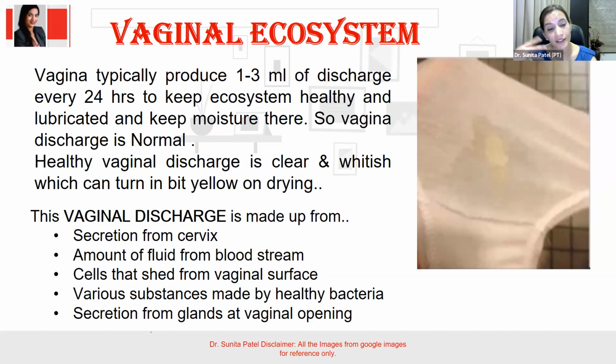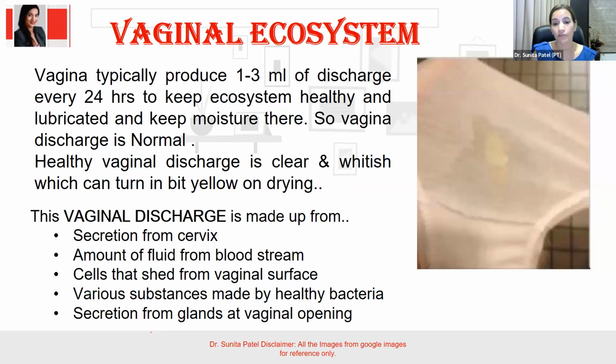Vaginal cells are such that new cells will keep forming inside, so cells shed from the vaginal surface. It's that kind of mixture, along with various substances made by the lactobacilli bacteria. The discharge is also a mixture of secretions from the glands around the vaginal opening. The Bartholin glands are present and will keep secreting, and the secretion comes outside through the 4 and 8 o'clock openings. There is also secretion from the paraurethral glands. All this secretes, and the collected fluid we can see in the middle of our panty.